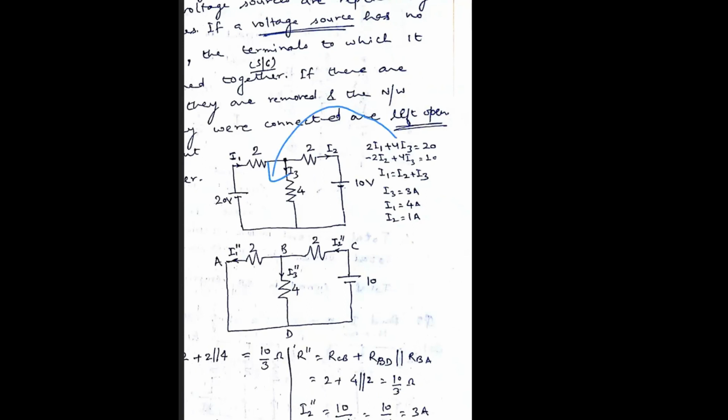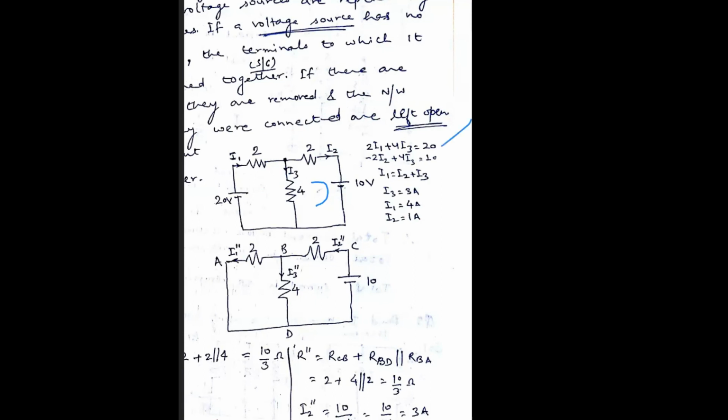So you can see here, this equation is derived from this. We are calculating using KVL, KCL, or Maxwell's circulating current theorem. So 2I1 plus 4I3 is equal to 20 volts.